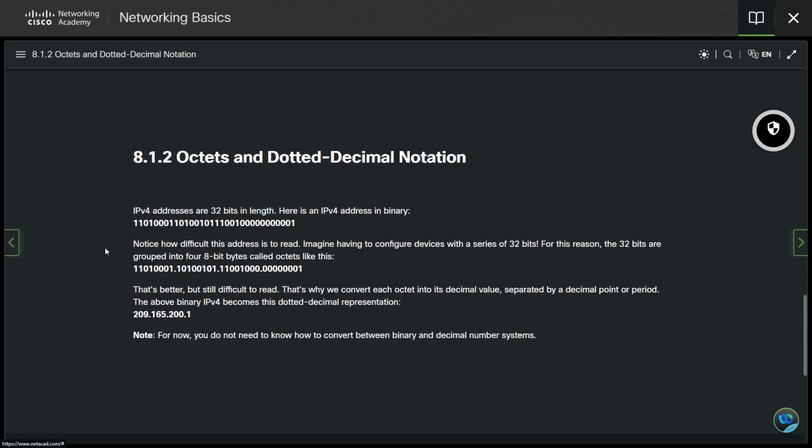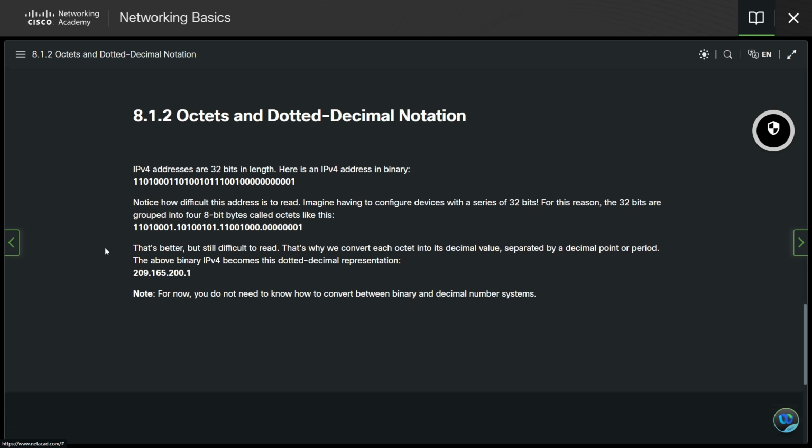The next point is octet and dotted decimal notation. IPv4 addresses are 32 bits in length. This is very important. Here is an IPv4 address in binary. Notice how difficult this address is to read. Imagine having to configure a device with a series of 32 bits.